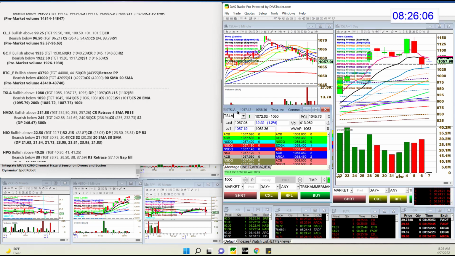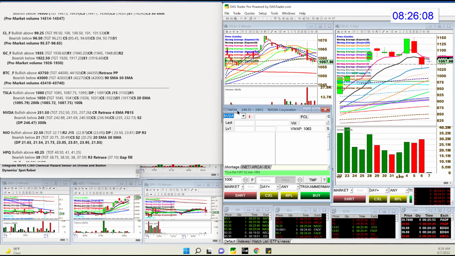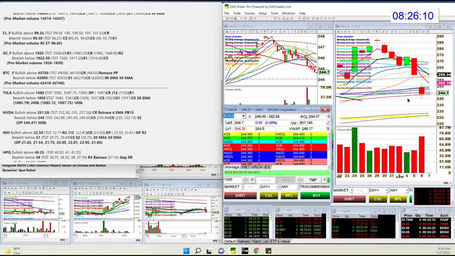Let's head on over to NVIDIA. All right, NVIDIA bullish above 251.50 or bear below 245, there could be a big drop. We've had a lot of prints on NVIDIA and some bearish candle patterns. Here's an evening star pattern at the top, but we definitely have had a lot of dark pool activity above us.